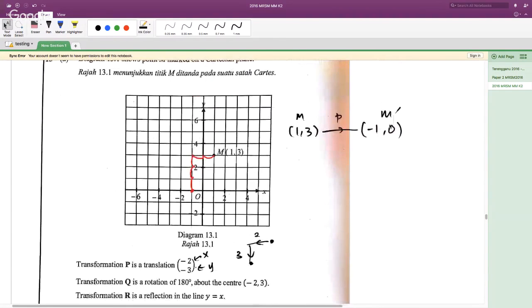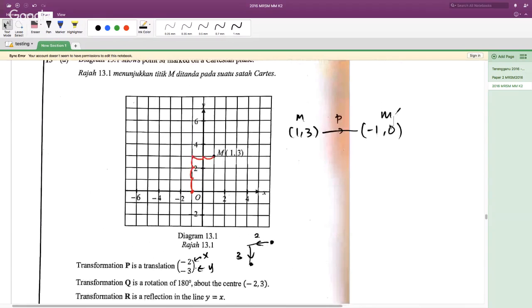Okay, R is the reflection on the line y equals x. Then I will just draw the line y equals x. So line y equals x, that means you're passing through (2, 2), (3, 3), (4, 4), (5, 5), (6, 6). So I will go from (4, 4) here, and make sure it's passing through (2, 2), (0, 0), and (-2, -2).